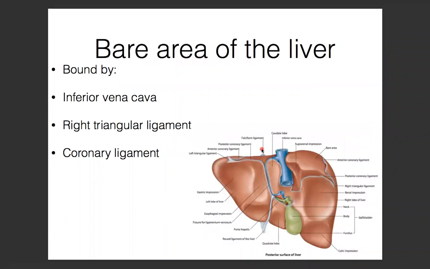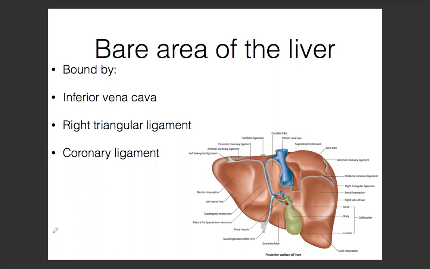But next thing, we have something known as the bare area of the liver. The bare area of the liver دي, it's an area that has no peritoneum. تمام؟ يعني peritoneum ما بغطيها. And it's an area that's bound by three structures. It's bound by the inferior vena cava, right triangular ligament, coronary ligaments.